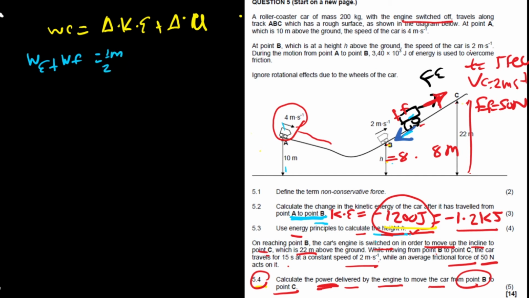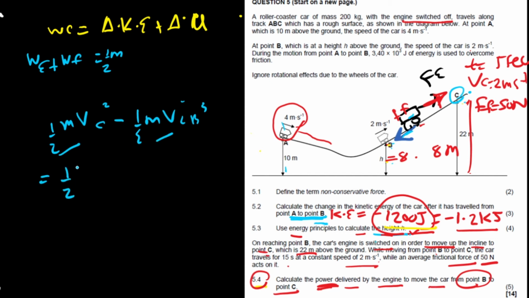mass. Since a half and mass are constant, we can say it's a half mass times final velocity, which is at C, so V at C squared, minus a half mass times initial velocity, which is at B, since it goes from B to C. This and this are constants, so we can take out the half and the mass, but the velocities are different: V at C squared minus V at B squared.